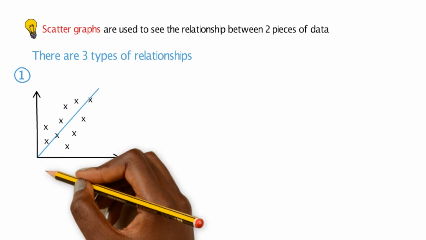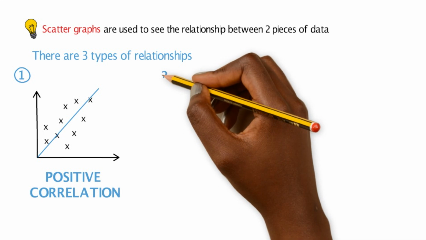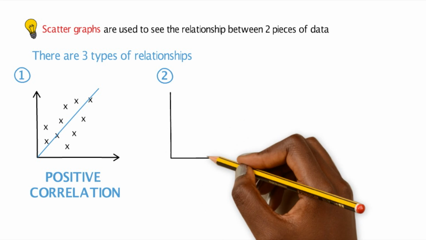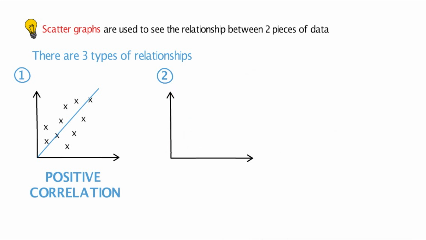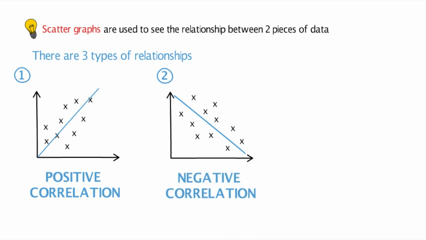So the first one drawn is positive correlation, because as one piece of data increases, so does the other. So we call this a positive correlation. And now the second one is about to be drawn. So again, all the crosses are just being plotted onto our graph. And we call this one a negative correlation. And the reason why is because as one piece of data increases, the other one is decreasing. So it's a negative correlation. The points are going down.